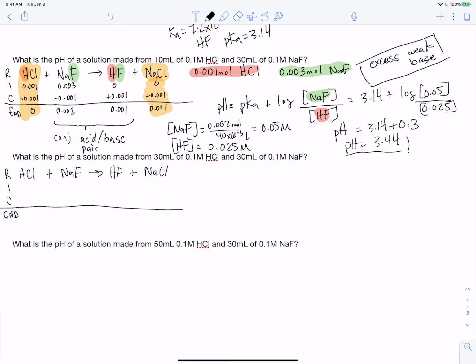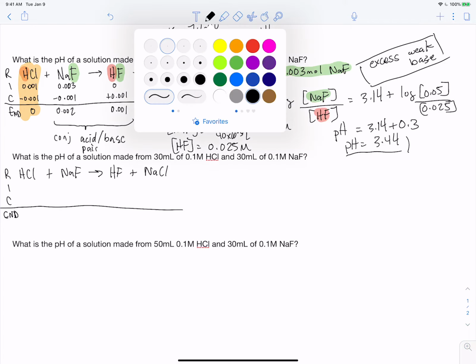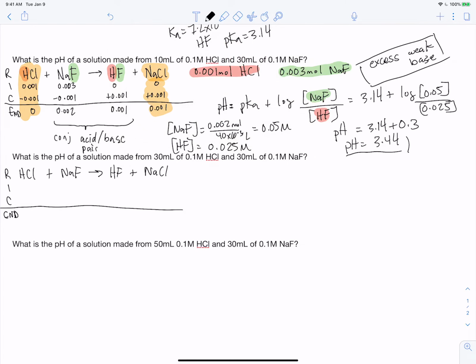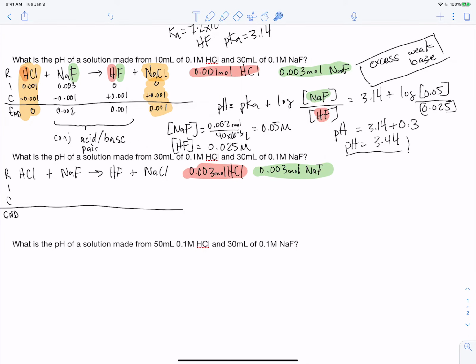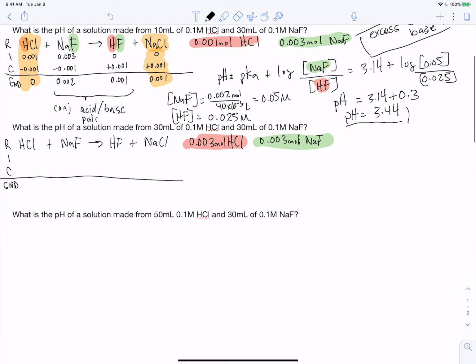So again, I start out by calculating the number of moles of acid I started out with. I have 0.03 moles of sodium fluoride because that's the same as the last problem, and I also have 0.003 moles of HCl. This is the same calculation as for the NaF. It makes sense because I'm taking 30 milliliters of one thing at one concentration and 30 milliliters of another thing at one concentration, so I'm going to end up with the same number of moles.